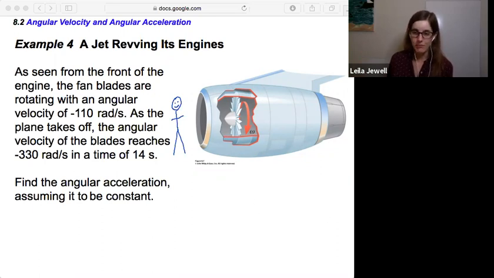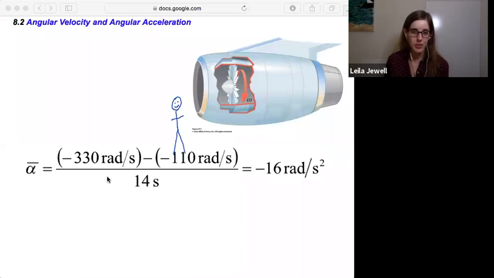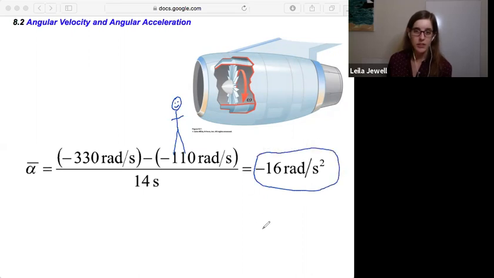Let's plug this in. So if we then plug in our final negative 330 minus our initial negative 110, we would end up adding 110, dividing that sum by 14 seconds, and we'd come out with an average angular acceleration of negative 16 radians per second squared. Once again, this is negative, and that just tells you that the acceleration is acting in the negative or clockwise direction as well.